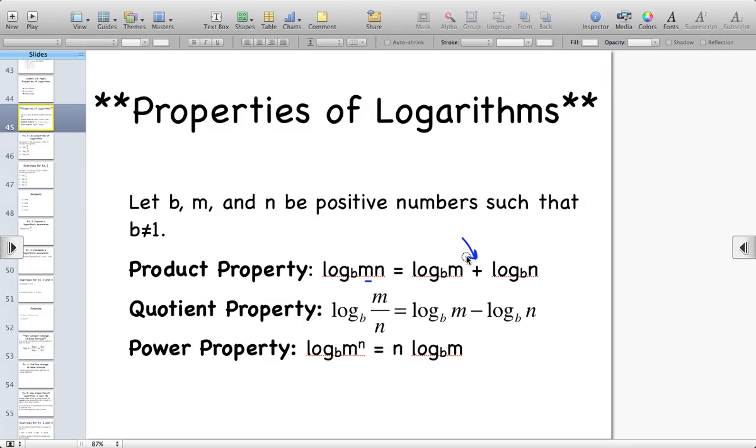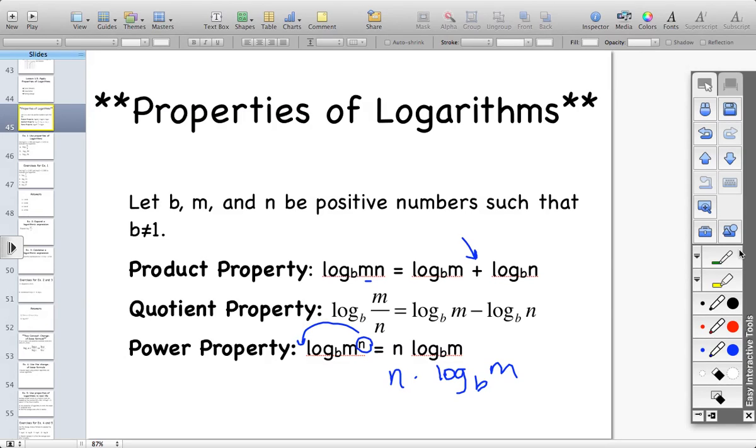The quotient property, if you see division, m divided by n, similar to the exponent property, you're going to subtract. And then the power property is a little bit different. We're not actually multiplying anything yet. We're going to take the exponent and just move it to the front, so that it becomes n times whatever the log is. So again, take that exponent and move it to the front. We actually do use this quite a bit in real life when we're using these properties as application.